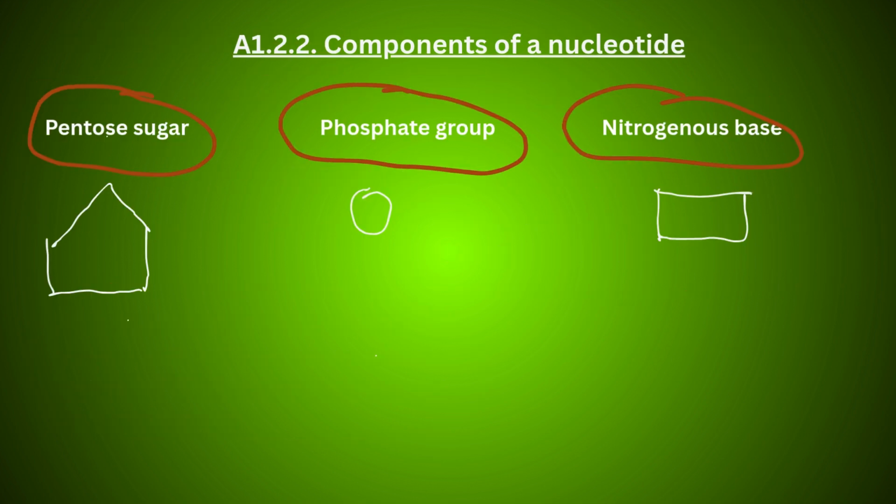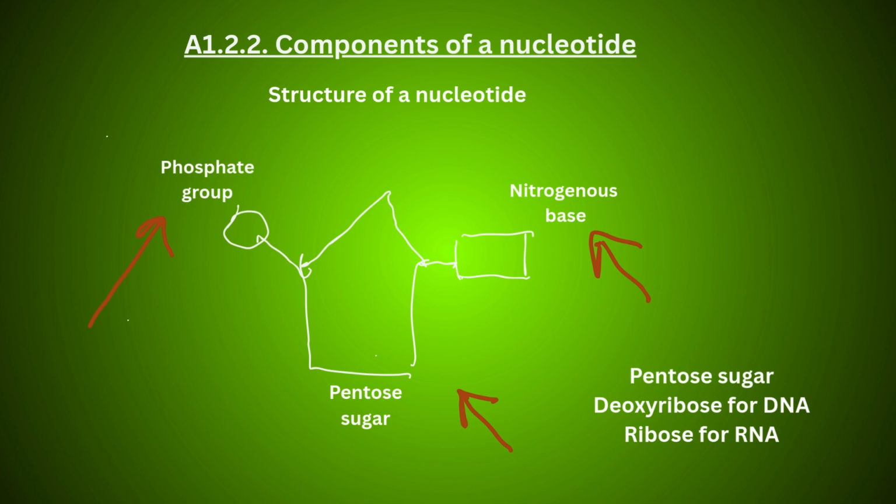Let's zoom in on one of these repeating units, the nucleotide. Whether we are talking about DNA or RNA, nucleotides share the same basic components: a pentose sugar, a 5-sided sugar, a phosphate group, and a nitrogenous base. The phosphate group must be attached to a specific carbon on the sugar. This detail is crucial because the attachment points determine how the nucleotides join together.